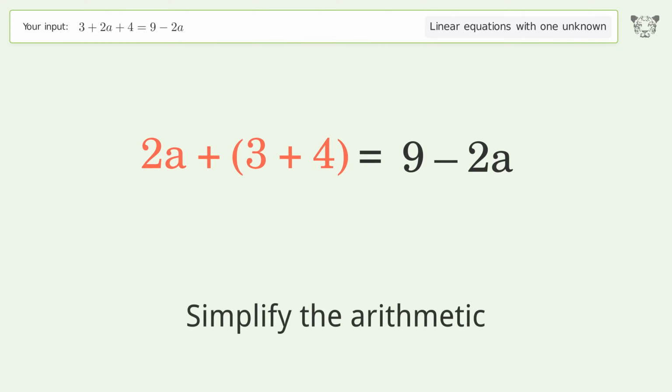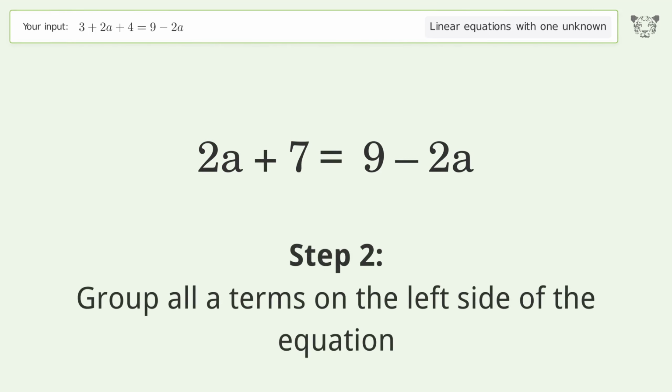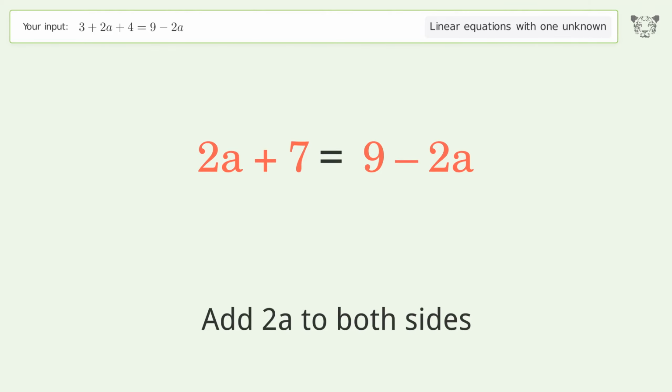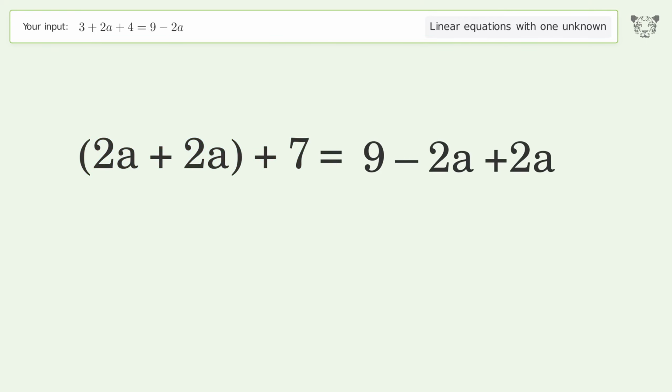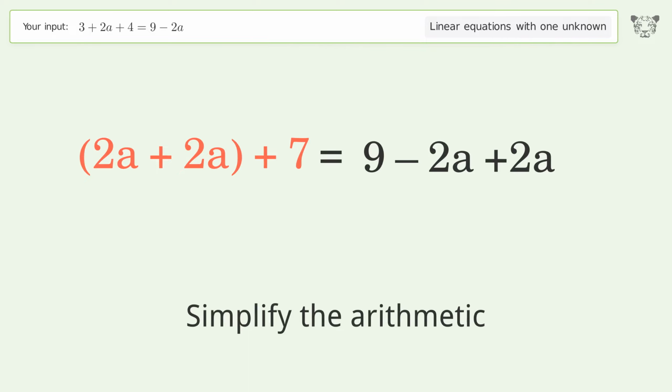Simplify the arithmetic. Group all a terms on the left side of the equation. Add 2a to both sides. Group like terms. Simplify the arithmetic.